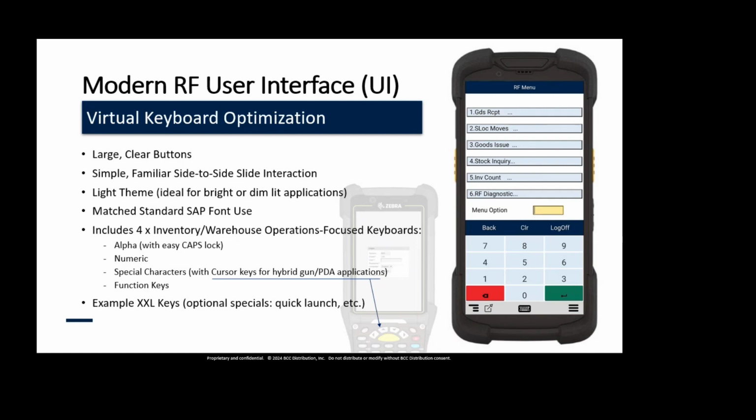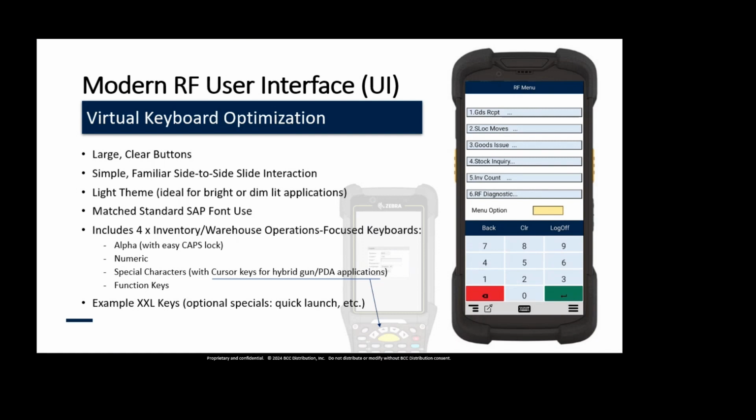The next piece is the keyboard optimization. So I'm going to hit the button, keep your eye focused on the keyboard. What you're going to see is it's sliding left to right, but your large clear buttons, your simple familiar interaction with how it moves, the light theme, and then we'll see the fonts. The fonts actually of the keyboard and the footer bars, the header bars, and the on-screen are all in SAP standard font. We're matching everything so it looks and feels as it's supposed to, and it's clear.